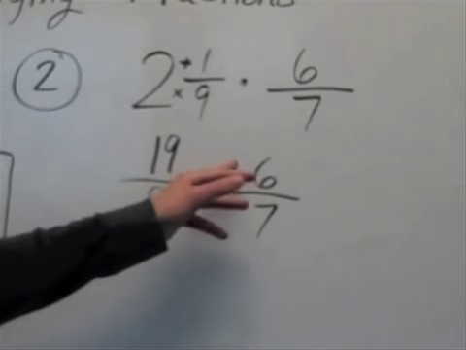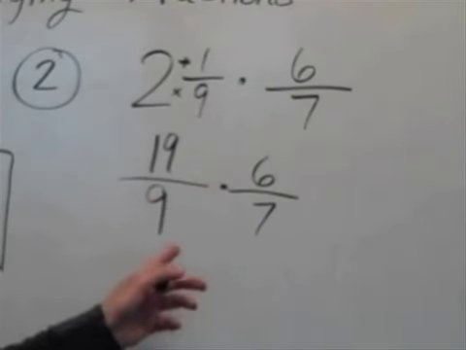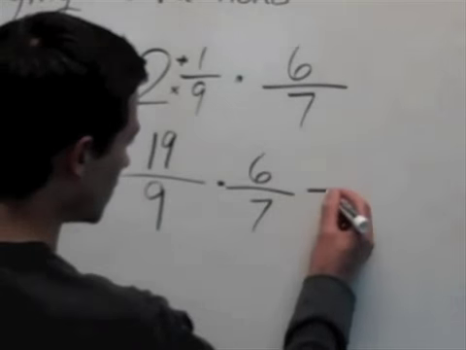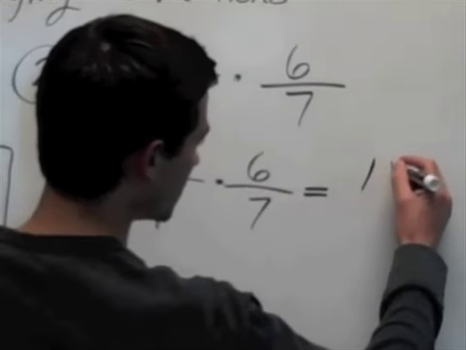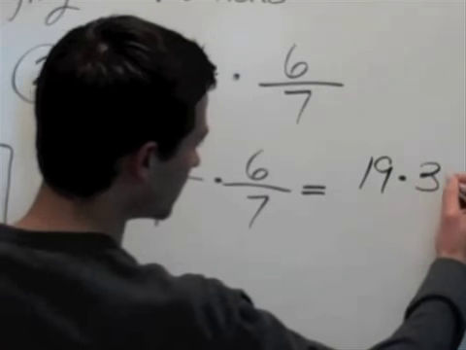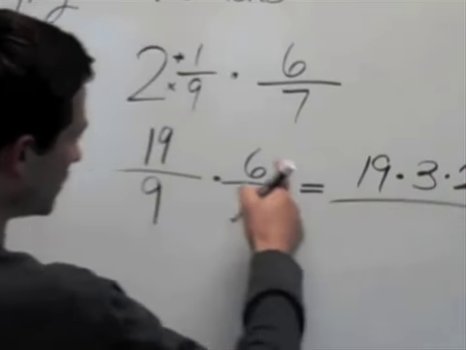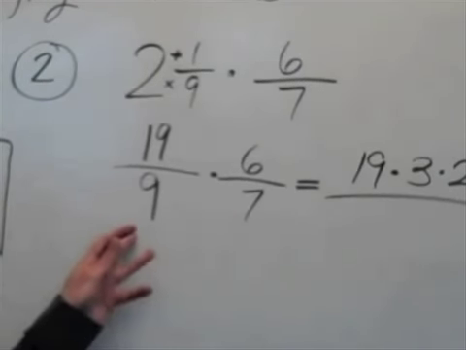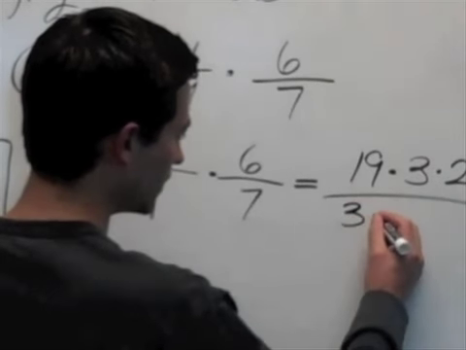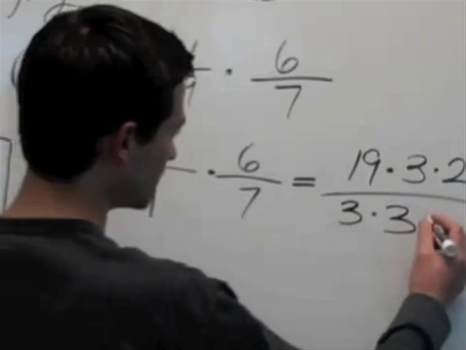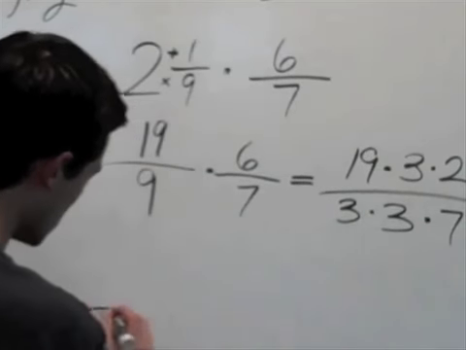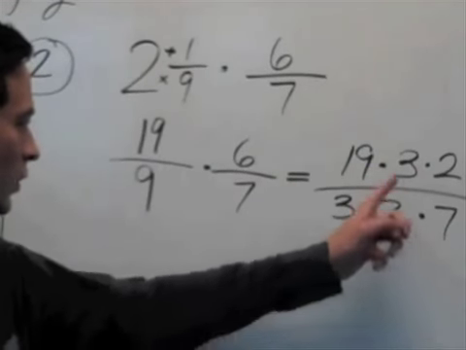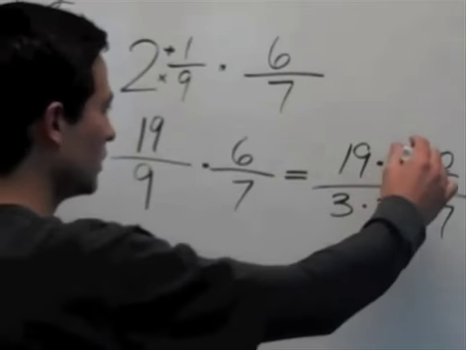Here's an example where we have common terms. 6 and 9, they both have a common factor of 3, so we can cancel. We'll just rewrite this as 19 times 3 times 2, and this 3 times 2 is just this 6. 19 is a prime number, so there's no common factors. 9 is 3 times 3, and then times this 7. So now we look for anything that's the same on top and the same on the bottom. We happen to have a 3 and a 3 here, so we can cancel those.